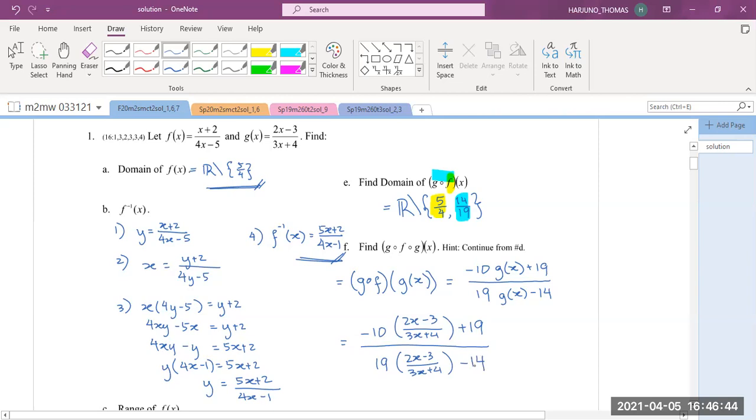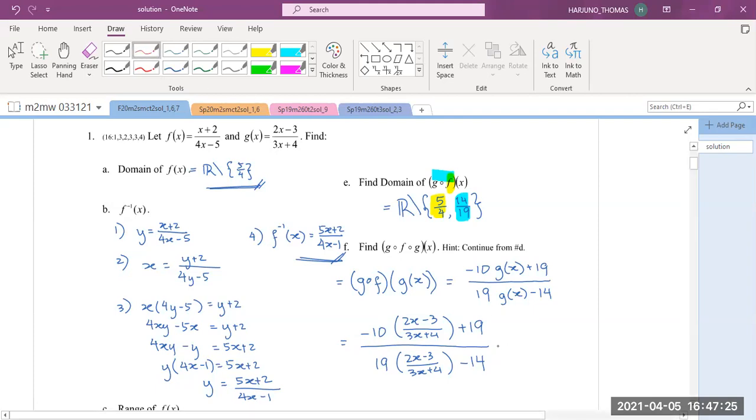Now, let me pause here a little bit and ask you to think about this. Is it okay? Now, anything after this is just simplifying process. Okay, let me go on.